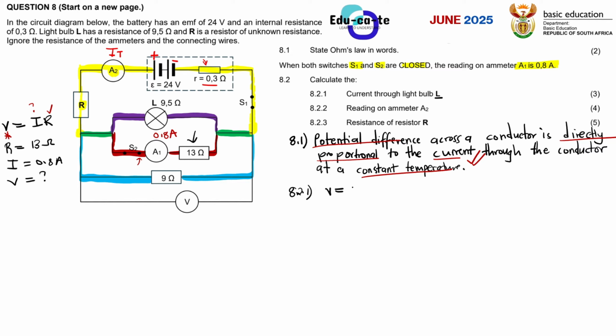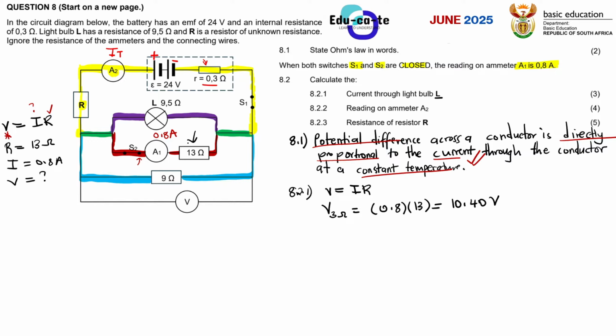Now we are answering the question. V is equal to IR. In this case, we are looking for the voltage through this 13 ohms resistor. So I like using subscripts. And then the current through it, we know that it is 0.8 amperes. And then the resistance there is 13 ohms. Just punch this into your calculator. That's going to give you 10.4 volts.